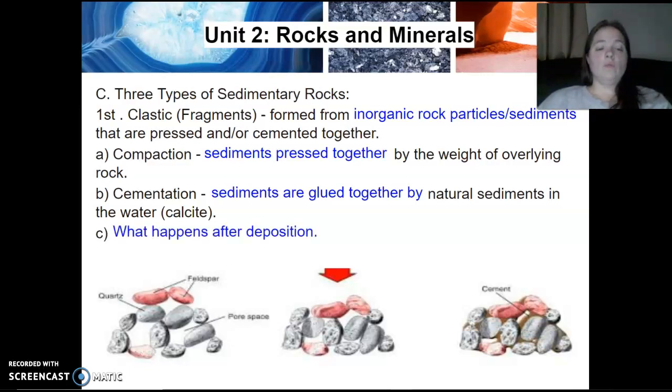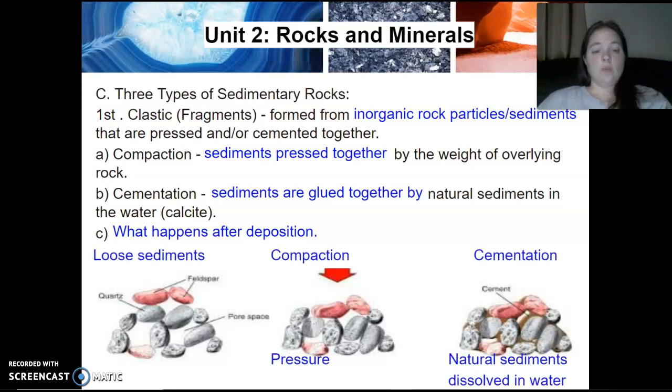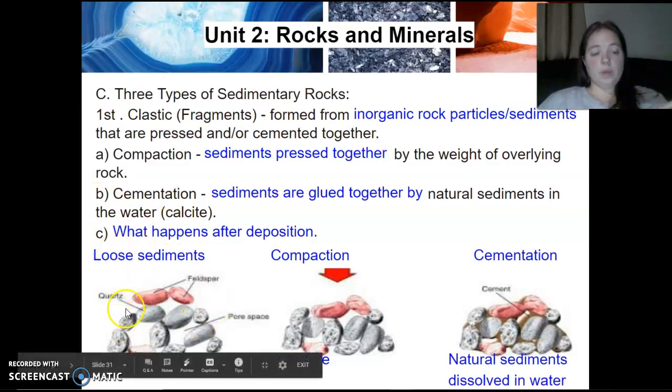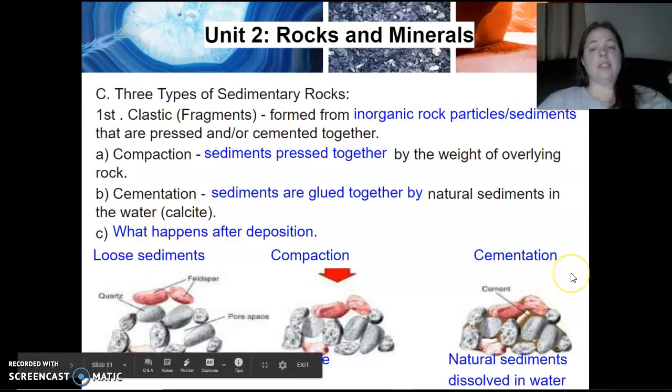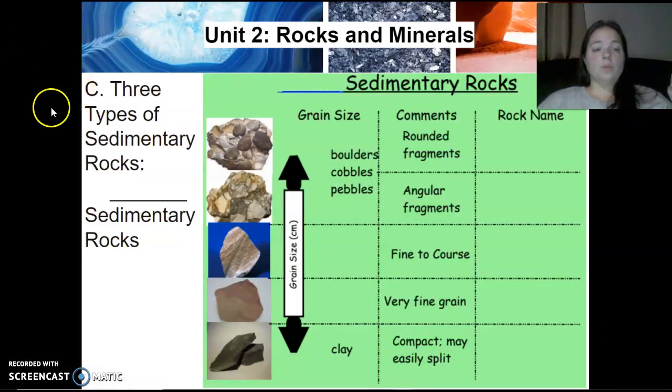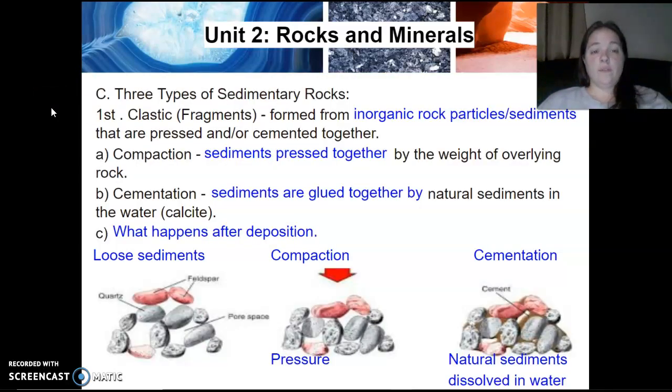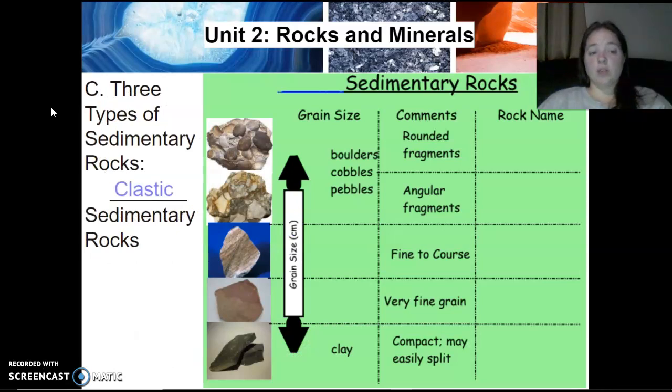And then here's a question. What happens after everything's deposited? Well, all this loose sediment is deposited, and then it starts to settle in and gets compacted and pressed on by other stuff on top. And then eventually, because of natural sediments dissolved in water, it cements together. So that's the first of the 3 types, clastic, and now we're going to look at some clastic rocks.